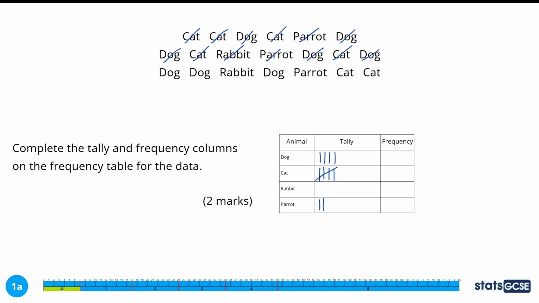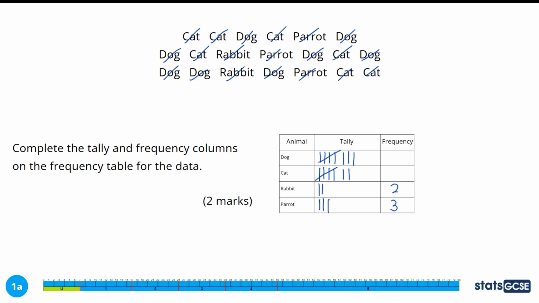And so we have the same with dog. Now, for the next dog, we just start a new set of tallies. And then rabbit. Finally, we need to do our frequency column. Now, frequency just means how many. So for rabbit, it would be 2, and for parrot, it would be 3.